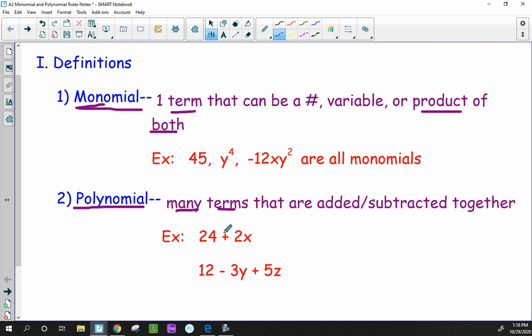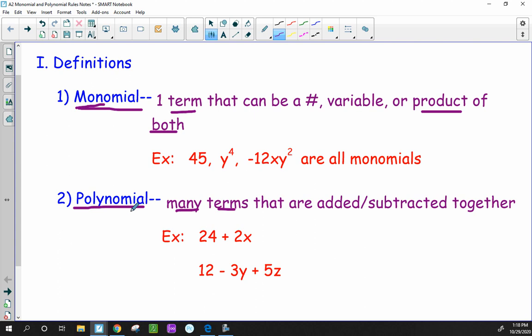First example is 24 plus 2x. Well, you should see this is one monomial. This is the second monomial. They are divided in this problem by a plus sign. So there are two terms in this problem, forcing it to be a polynomial. The terms are not like terms, so no, we wouldn't be able to add those together, of course, but that is considered a polynomial.